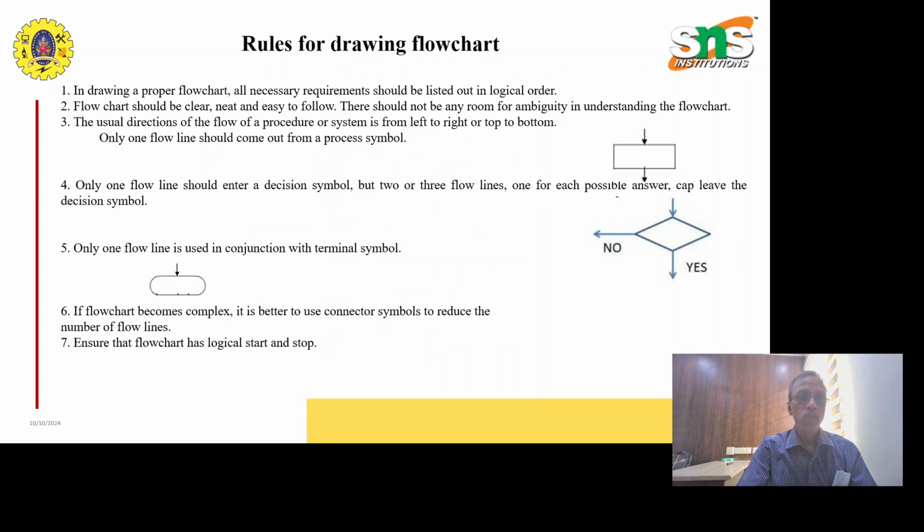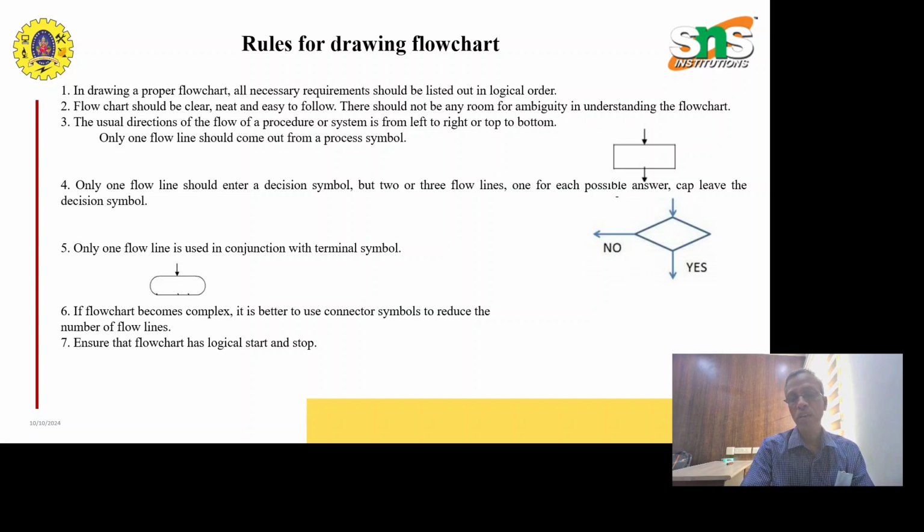Rules for drawing a flowchart. There are 7 rules we have to follow. One is, in drawing a proper flowchart, all necessary requirements should be listed out in a logical order. So we have to follow some sequential order based on the requirement. Then only we should draw our flowchart.